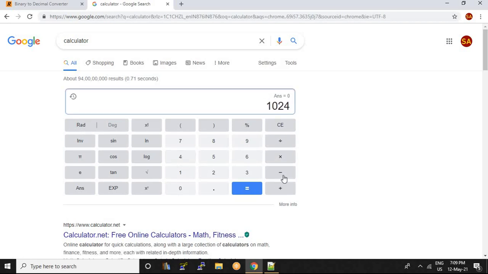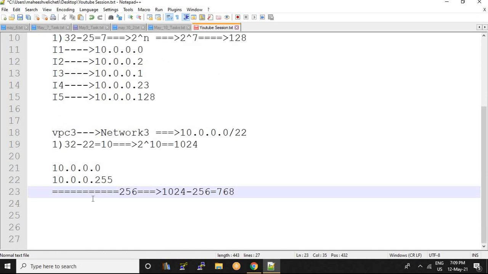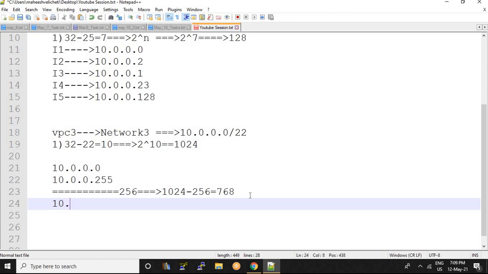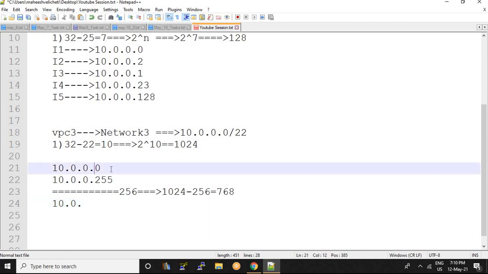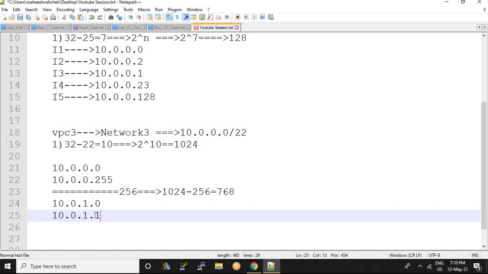We are having how many IPs? So I had 1024 IPs. Among those, I have reserved 256 IPs. So still 768 IPs, right? So 768 IPs I have to reserve for this. So it starts from 10.0.0.0. Okay, this series has completed from 0 to 255 and it goes to the next step. So 10.0.0 has completed. So it starts from 1.0, and again this series also completed.